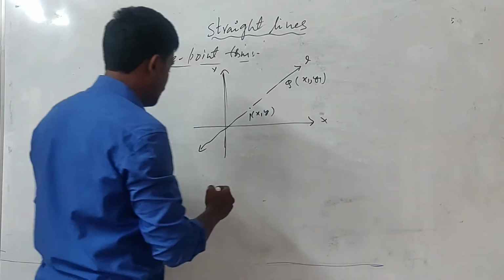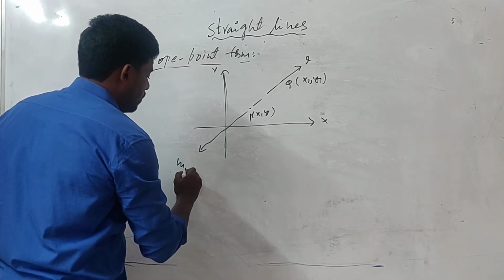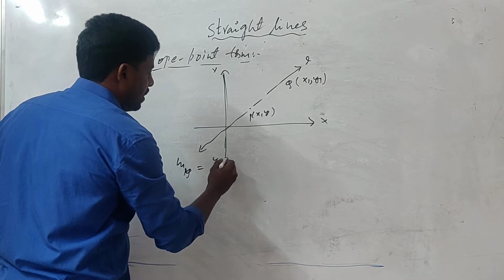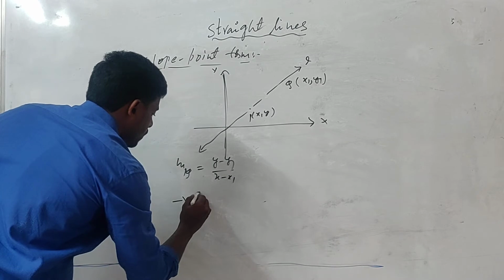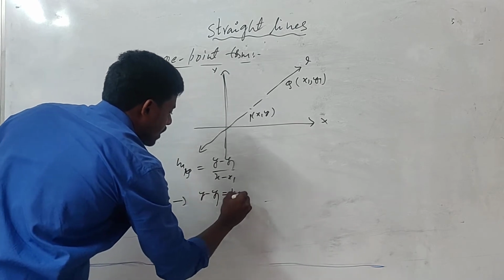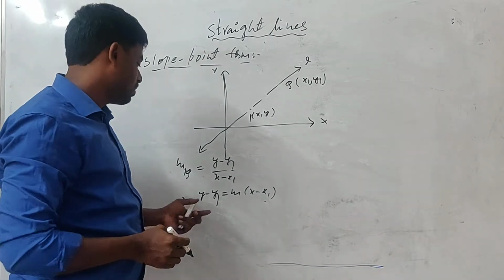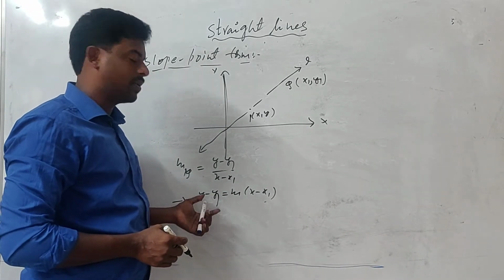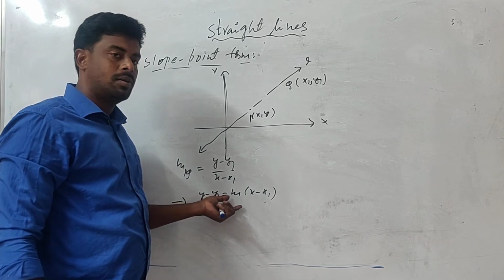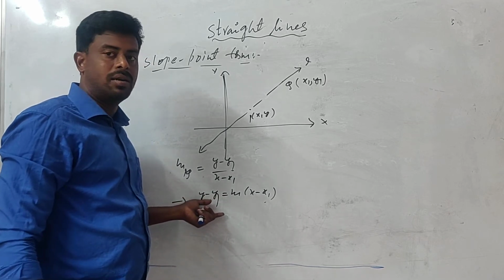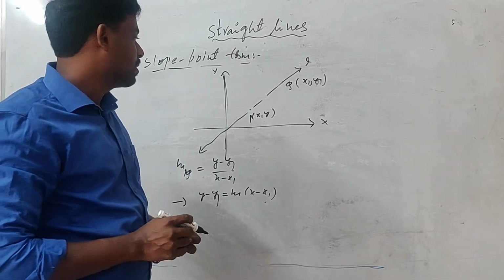Finding the slope of PQ, m PQ is equal to y minus y1 by x minus x1. That is, y minus y1 equal to m into x minus x1. This is called the slope and point form. One slope is there, one point is there. For example, in examination, when they give the slope of a line and a point on the line, then we can use this formula y minus y1 equal to m into x minus x1.